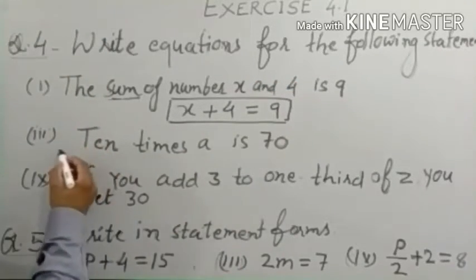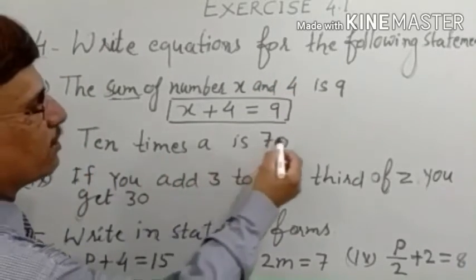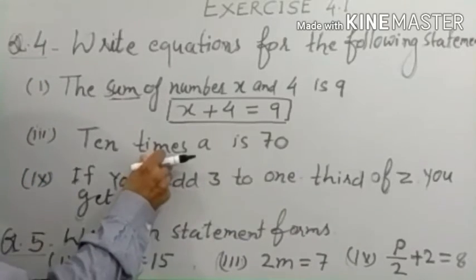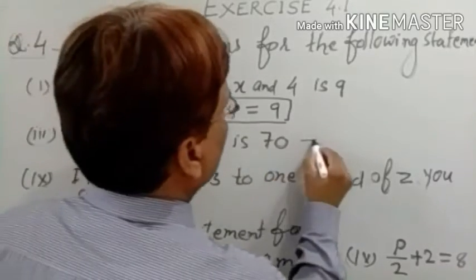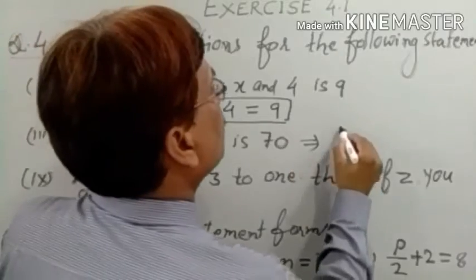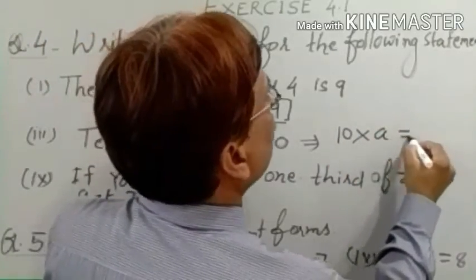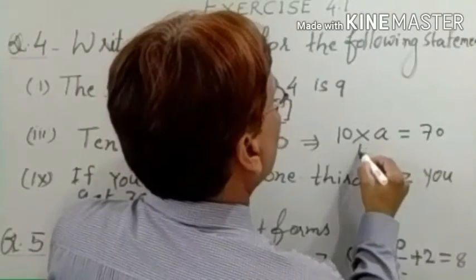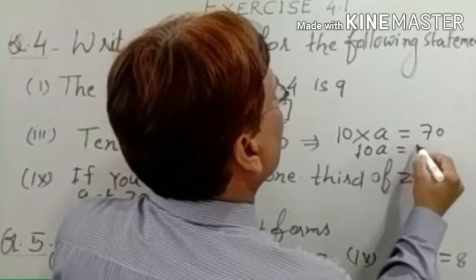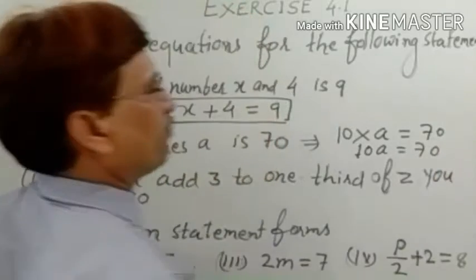Okay. Now question number 2. 10 times a number is 70. Times means multiply. 10 times a, 10 multiply a is equal to 70, or 10a is equal to 70.